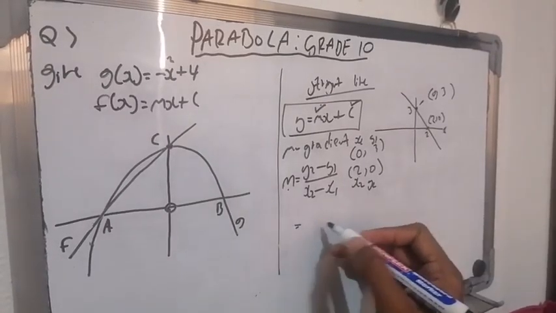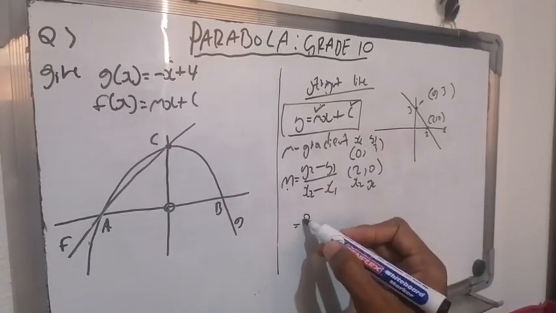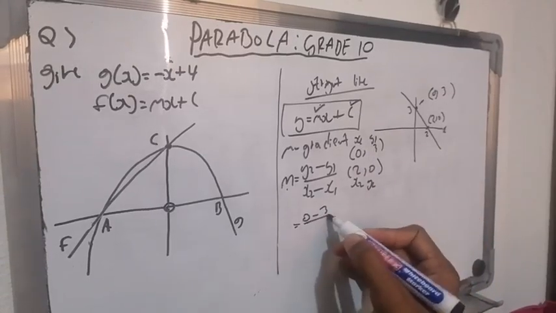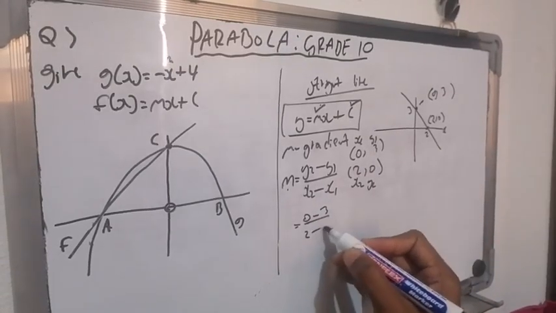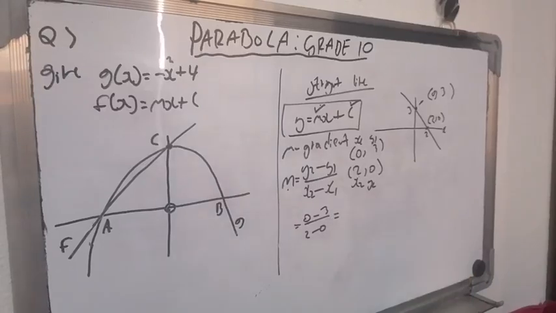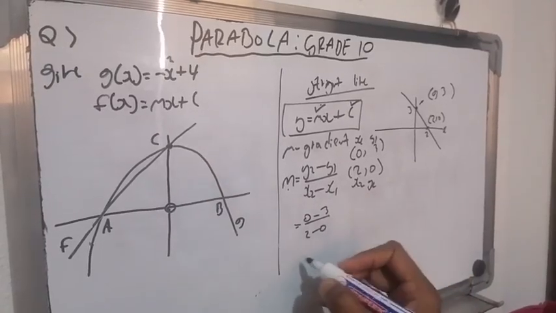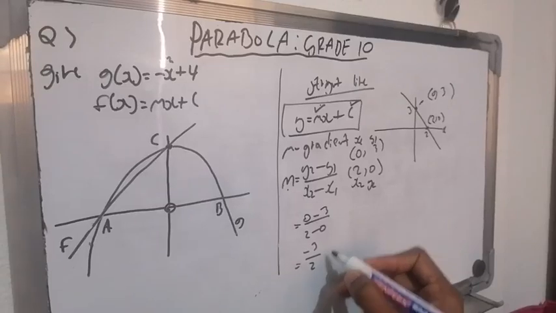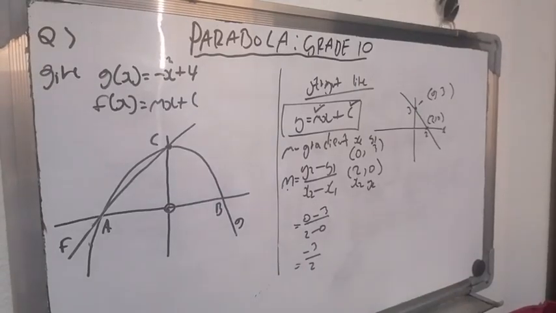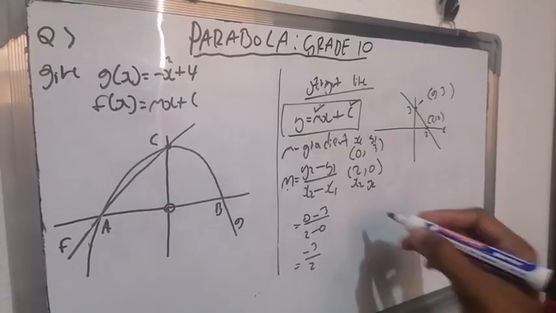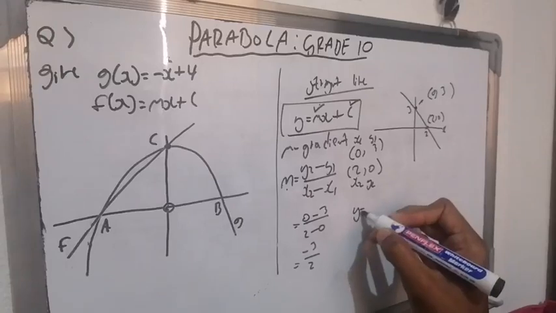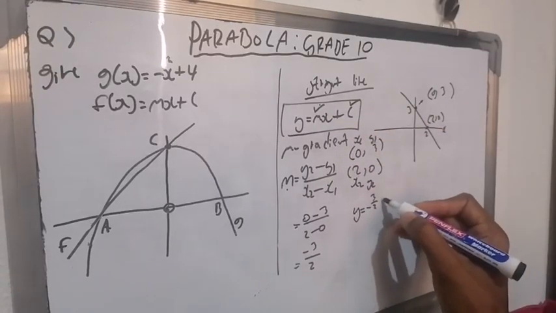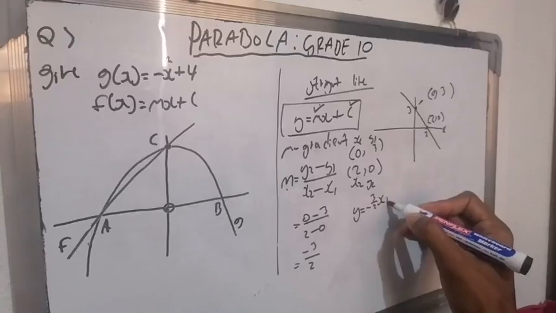Then let's substitute. What is your y2? Your y2 is 0 and you are subtracting the 3. Then you say over your x2 is 2 and you are subtracting the 0. That means the value of the gradient will be negative 3 over 2. So it's going to be negative 3 over 2. That is the gradient. It means so far your equation has negative 3 over 2 x plus c.